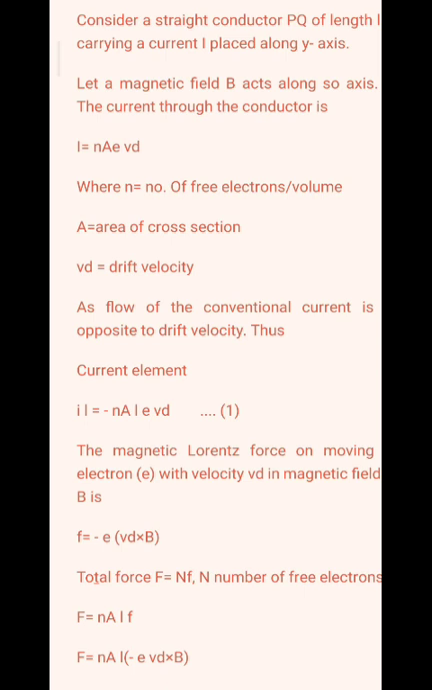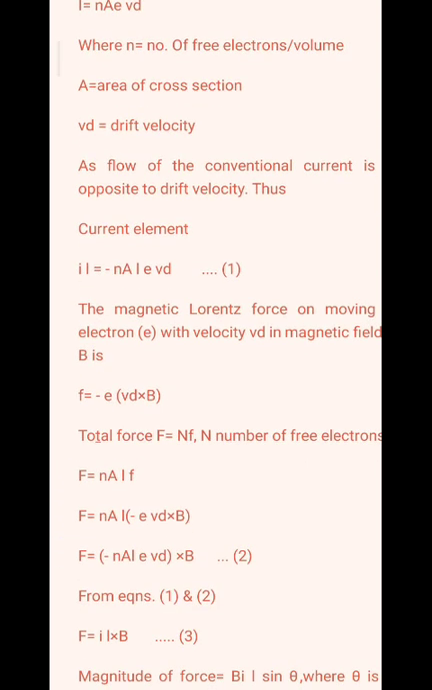If we consider all the free electrons, then the total force will be N times F, where N is equal to the volume times the number density of free electrons. So N is nAL, where A is the area of cross-section and L is the length, so area into length is volume. So nAL is equal to N, the total number of electrons. So we get F equal to minus nAL e Vd cross B, because the force on one electron is minus e Vd cross B.